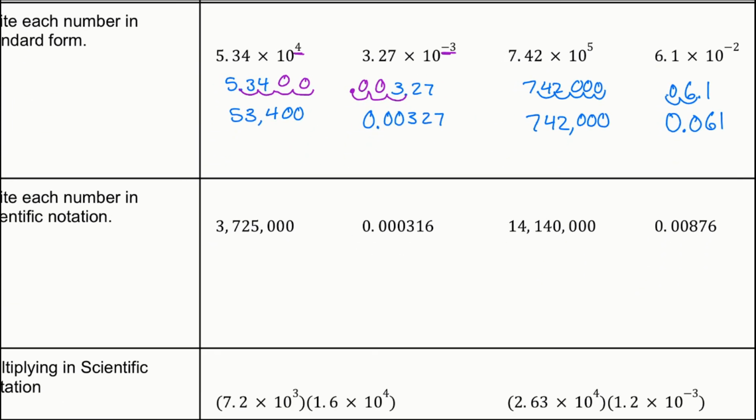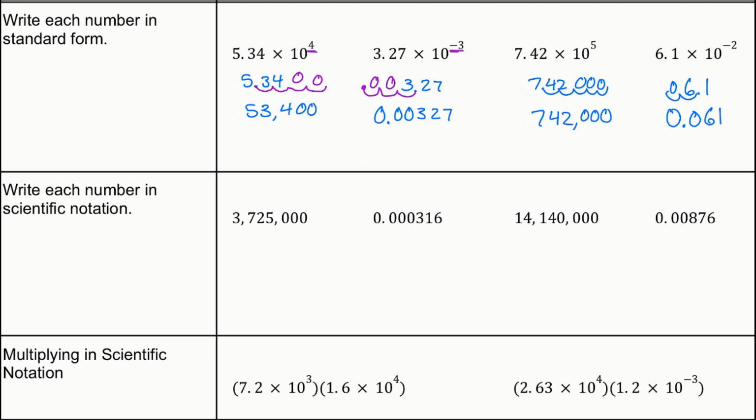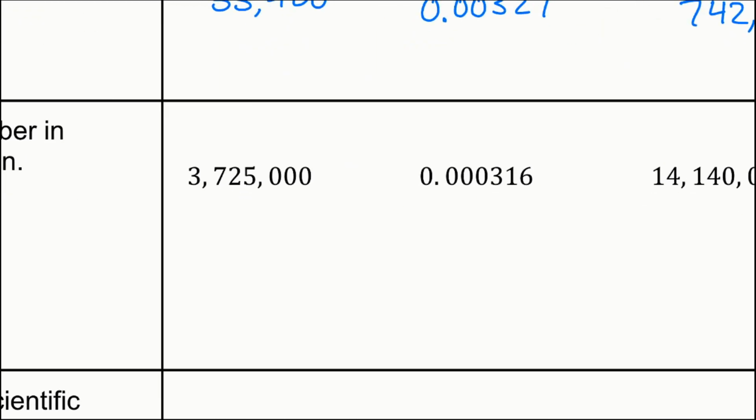The next part we have here is standard form to scientific notation. So you can see that these numbers are really, really big or really, really small. All right. So what I like to do here is I'll copy in blue where the decimals are just so we can compare them. So for this whole number, 3,725,000, the decimal is right here. Where I need it to be for scientific notation is I need it to be moved so that the first number is between 1 and 10. So that would be location here.